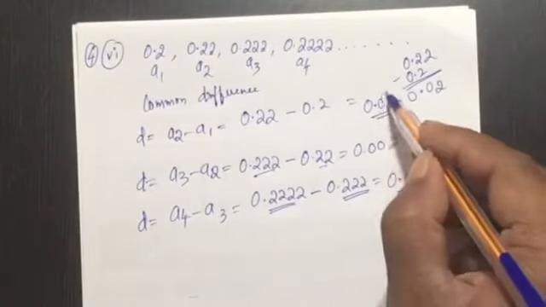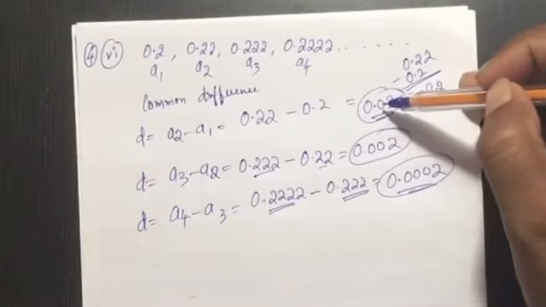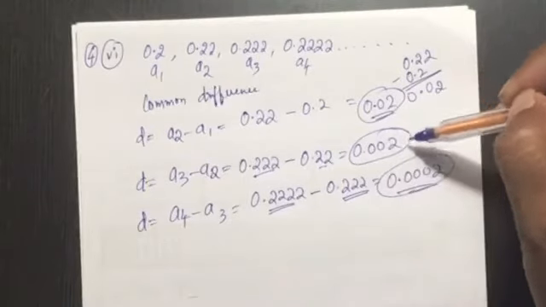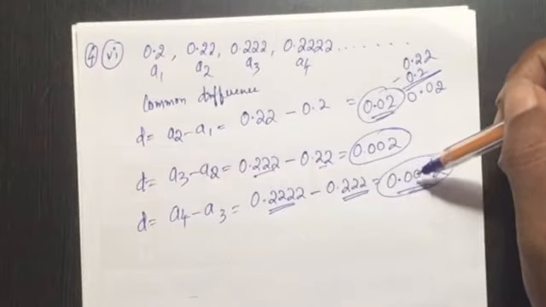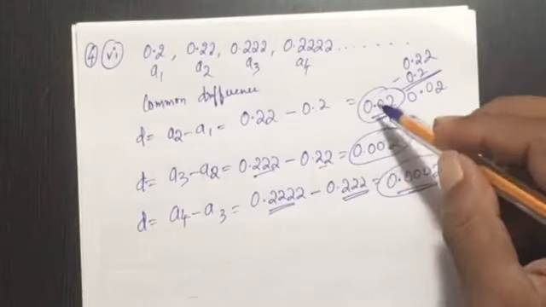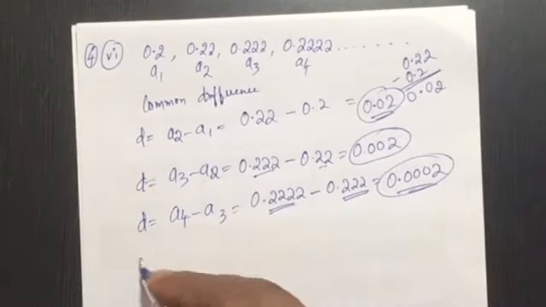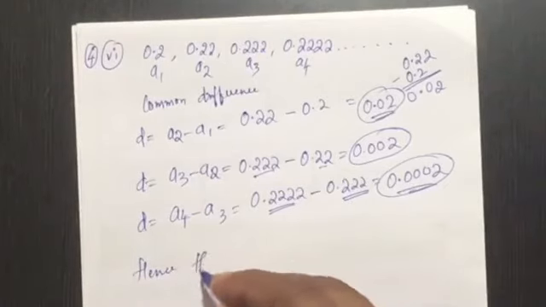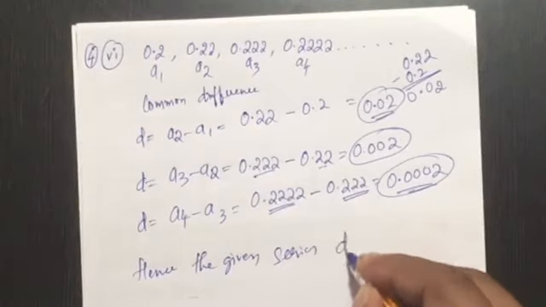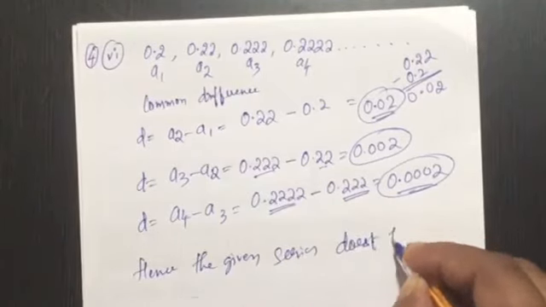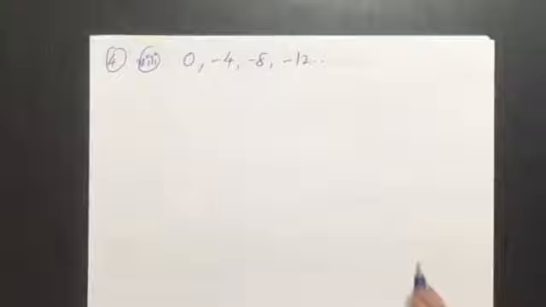So students, the common difference is different because here you have 0.02, here you have 0.002, here you have 0.002. So these values will be different, hence the given series does not form an AP.